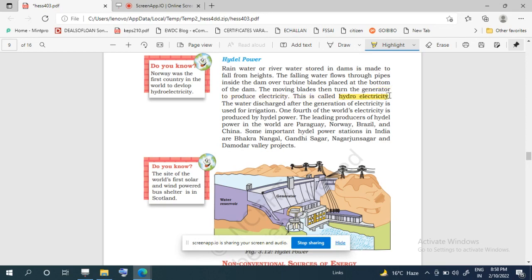Or जो water which is discharged after the generation of electricity, it is used for irrigation. And we see that one fourth of the world's electricity is produced by hydropower. This is one of the most important sources of energy in the whole world. The leading producers of hydropower are Paraguay, Norway, Brazil, China, and others.